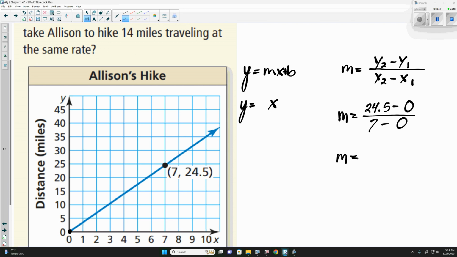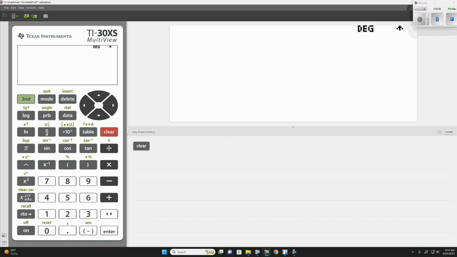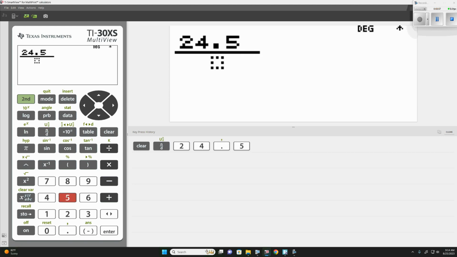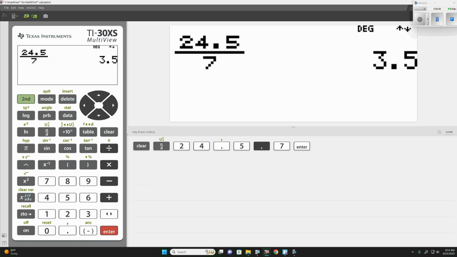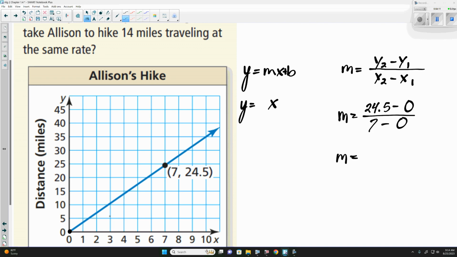Thank you. We could subtract these pretty easily, because we'd really end up with 24.5 over 7. But we cannot have a decimal and a fraction together. So what we can do instead is plug it in. 24.5 over 7 is 3.5. If we really wanted it as a fraction, we could tell the calculator to convert it to a fraction, which is 7/2. But 3.5 works just as well. So y equals 3.5x.